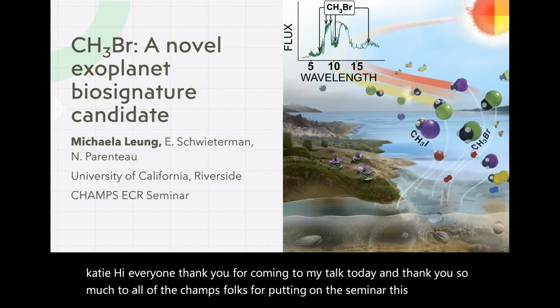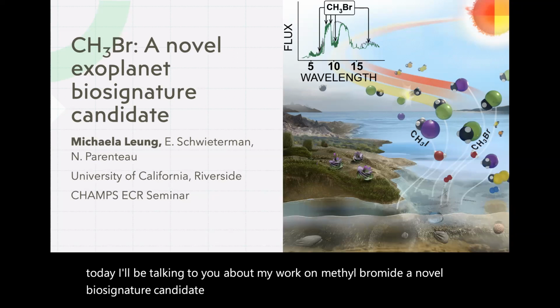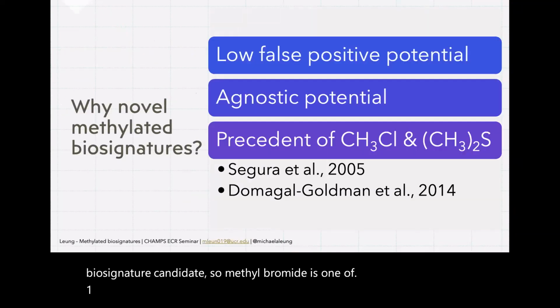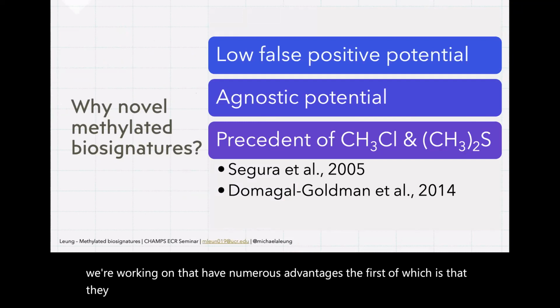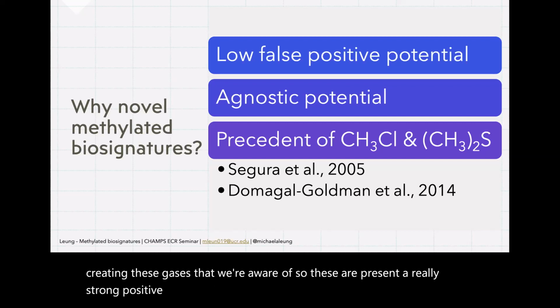Today, I'll be talking to you about my work on methyl bromide, a novel biosignature candidate. So methyl bromide is one member of a family of novel methylated biosignature gases that we're working on that have numerous advantages. The first of which is that they have low false positive potential. So there are no abiotic pathways to creating these gases that we're aware of. So these present a really strong positive signal of life if they were to be detected.